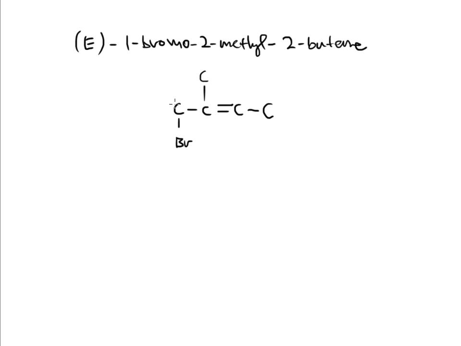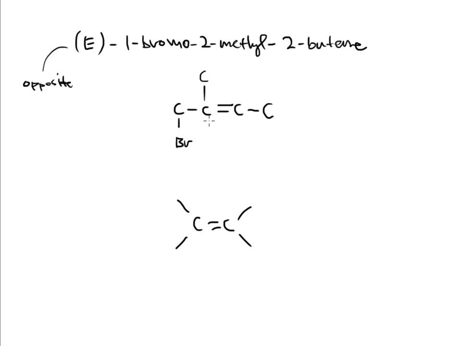So now I need to make sure that I draw the E form of this structure. So this is the template. This is where I'm going to start. And I need to convert that type of structure over to something that looks a little bit more like this. And I have to make sure that these are E. So E, I'm going to scribble over here to the side, means opposite, right? Opposite sides. Z groups are on the same side. So E is the opposite side.